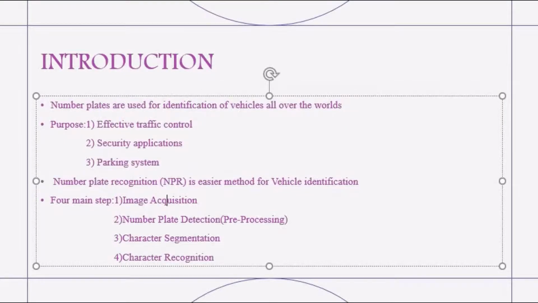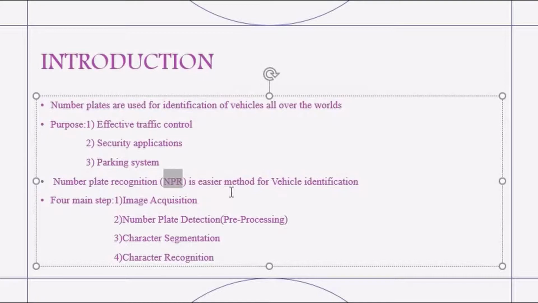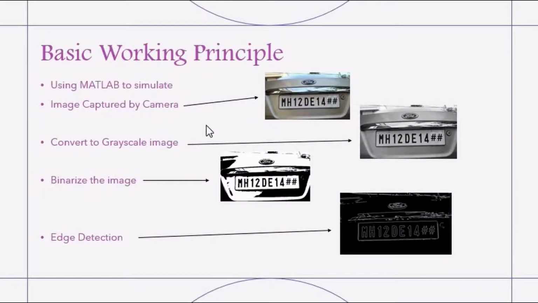The main technology we are focusing on is the number plate recognition system, which is the NPR system. This method makes vehicle identification easier. The four main steps for this system are image acquisition, number plate detection for pre-processing, character segmentation, and character recognition. This is the basic working principle for our system.